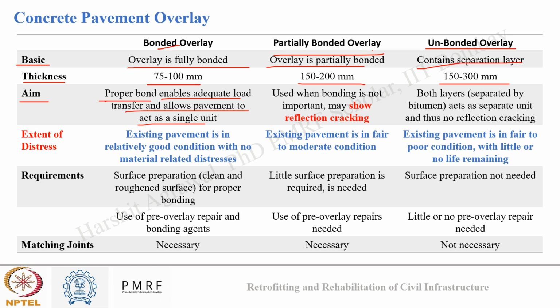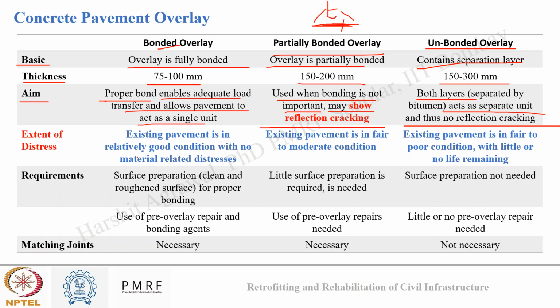While in case of partially bonded overlay, it is used when bonding is not very important, and thus it can show reflection cracking, because if there is some cracking in the sublayer, it may appear at the surface because both units were not acting together. Okay, though my surface has not failed, still some cracking may appear at the surface due to reflection cracking. And in unbonded overlay, both layers act as a separate unit, and thus there is not much reflection cracking issue in this.